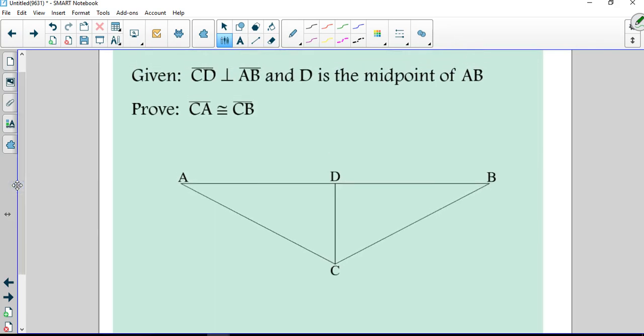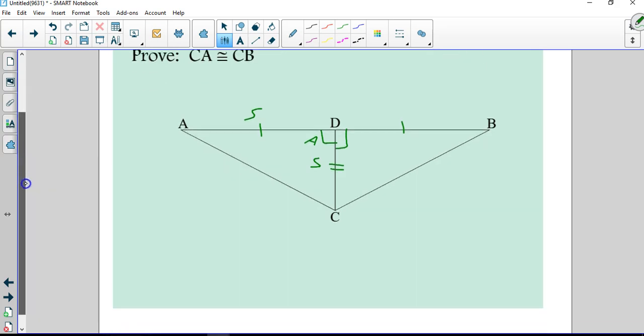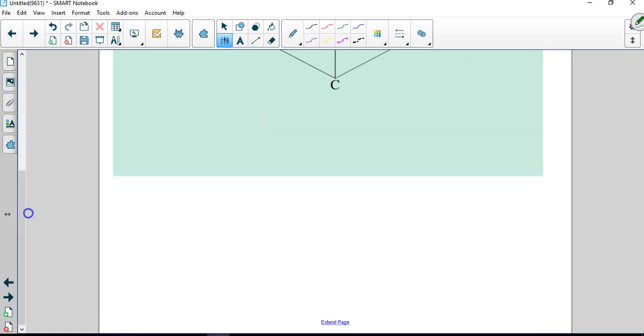Okay, CD is perpendicular to AB, which means this is 90 and this is 90. D is the midpoint of AB, which means those are equal. DC is equal to itself, so we have side, angle, side. I'm just going to extend the page here. You can write it wherever you have space.